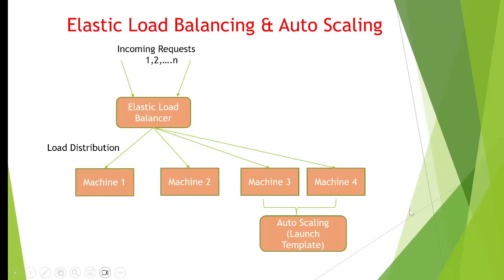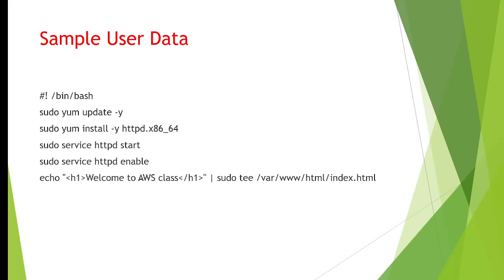Then assume that more than 10,000 requests are coming in. That will be handled by other machines, machine 3 and machine 4, so we are going to launch additional instances through auto scaling. These auto scaling machines are created through the launch template. This is what we are going to do as a practical. This is a sample user data.